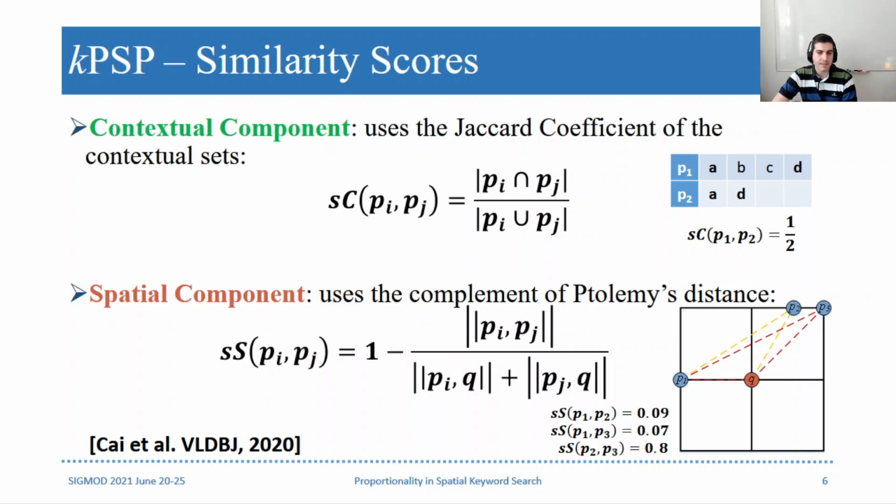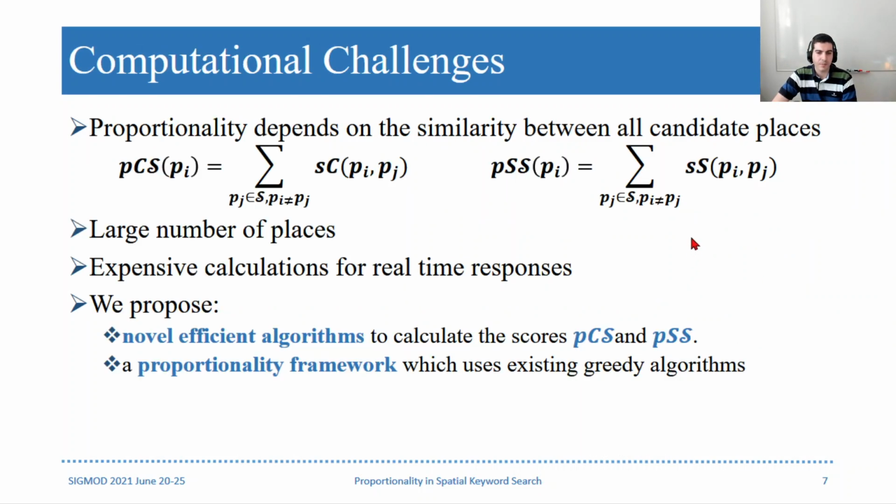In that way, places in the same direction to the query and close to each other, like P2 and P3 in this figure, are considered more similar than places in different directions, like P1 and P3. As it might have become apparent, in contrast to diversity, proportionality as a concept depends on the similarities between all candidate places within an input set to determine if a certain place is a representative of the whole set.